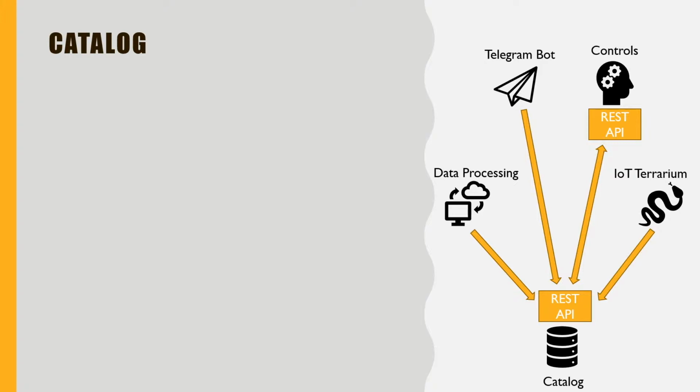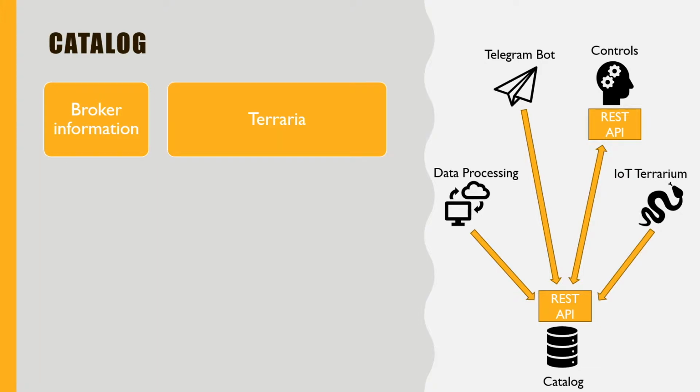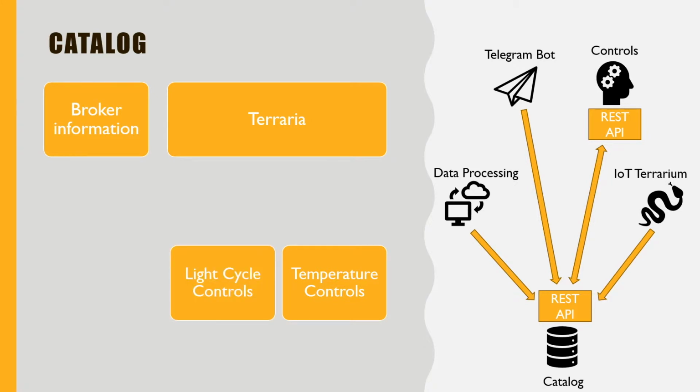The catalog is the reference for all the actors in the system to get information about the registered devices and users. It is written as a JSON file, and at startup, the only available information is the address of the MQTT broker. The devices that have to register are terraria, that are the Raspberry Pis, temperature controls, and light controls. These devices are automatically deleted from the catalog after 30 minutes of inactivity. The catalog is responsible for communicating to the controls the changes in their configurations. Lastly, users are registered in the catalog via Telegram.